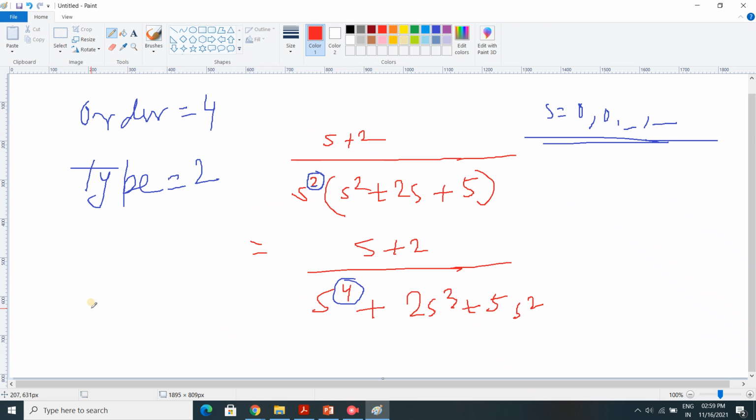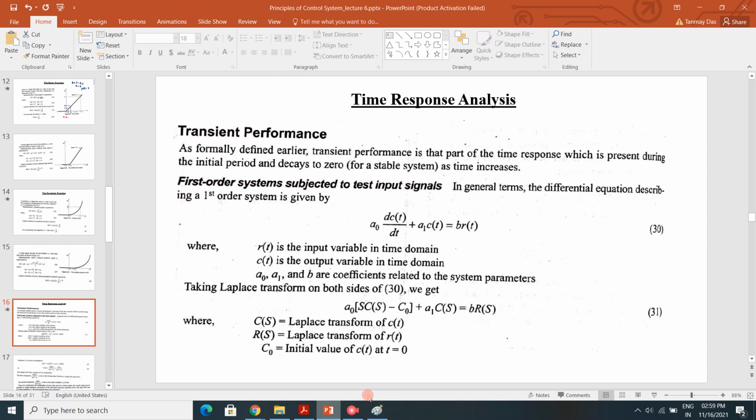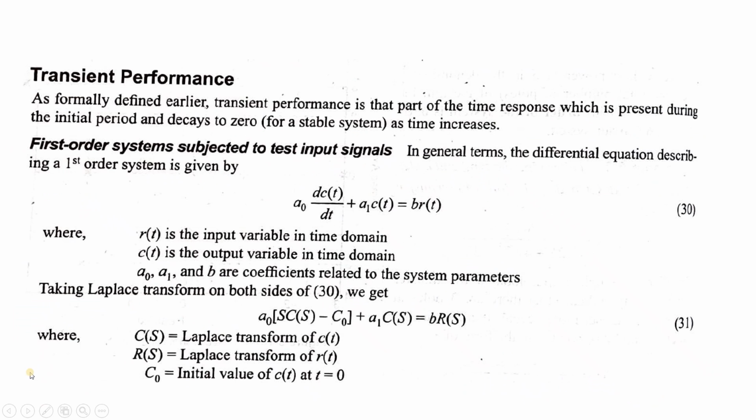So over here it is told that first order system means the system will be of first order, that is, say 1 by s plus 2. It is a first order system. Numerator is 1, denominator is s plus 2 because the order is 1. It is called a first order system.